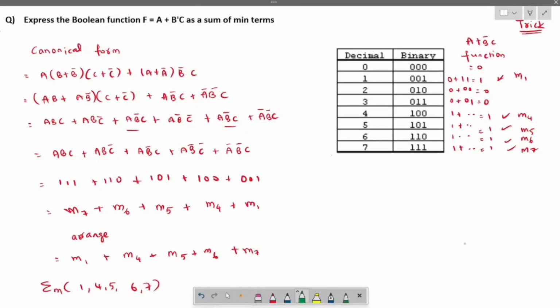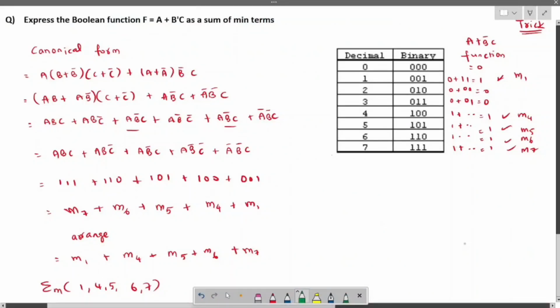In this video, we are going to see the next question on SOP and POS forms. Our question is: express the Boolean function f = a + b'c as a sum of minterms. A sum of minterms is nothing but SOP.